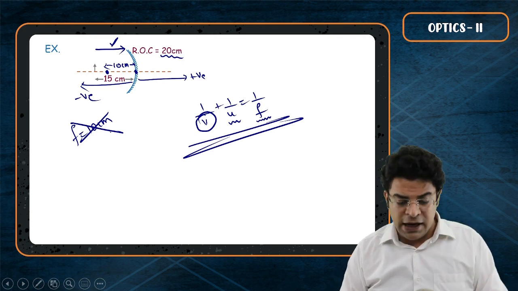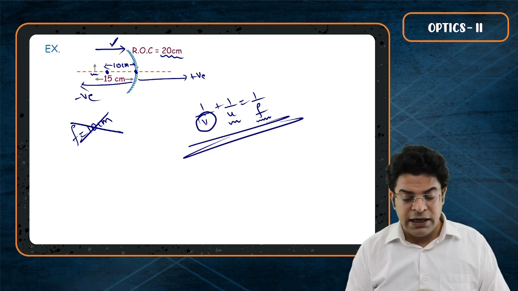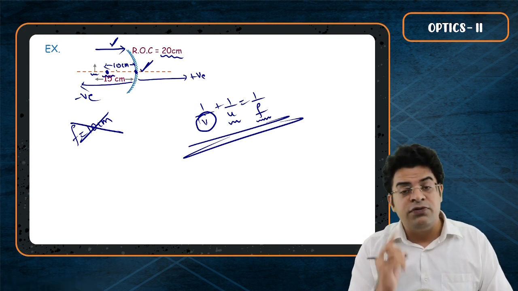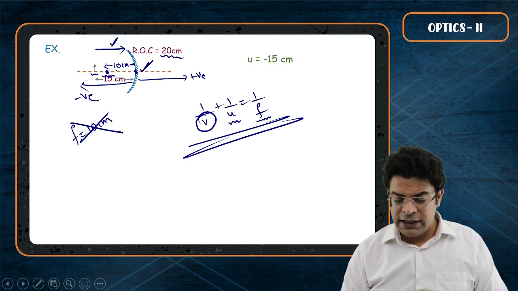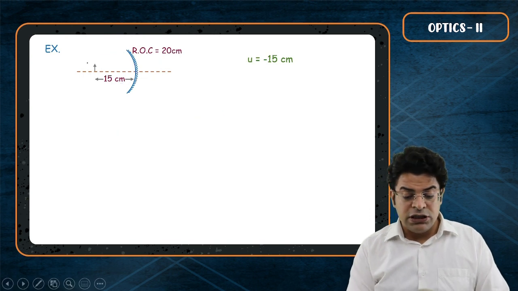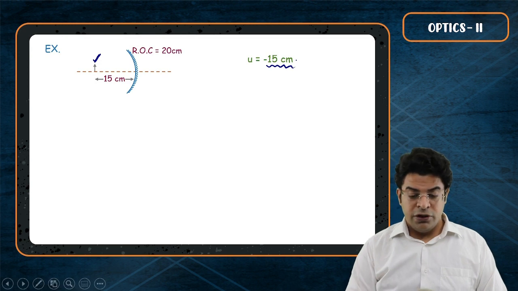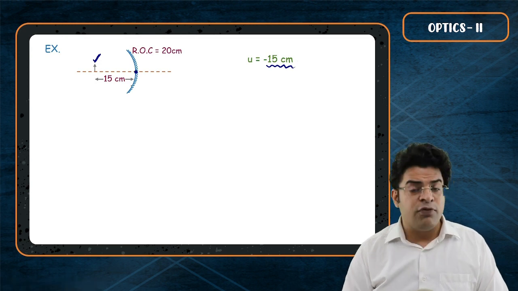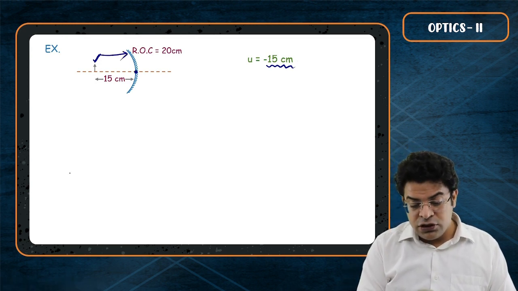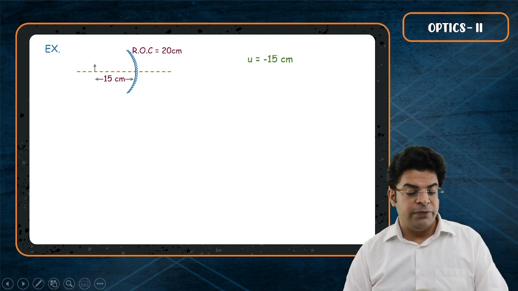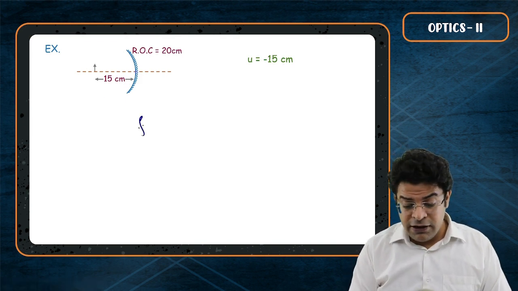So what will you write? The position of object with respect to pole. What will you write? The position of focus with respect to pole. So you will say that U, which is the position of object with respect to pole, will be taken as minus 15, because I will measure everything from pole, and this is the direction of incident ray. I have to move in the opposite direction. That's why minus 15.